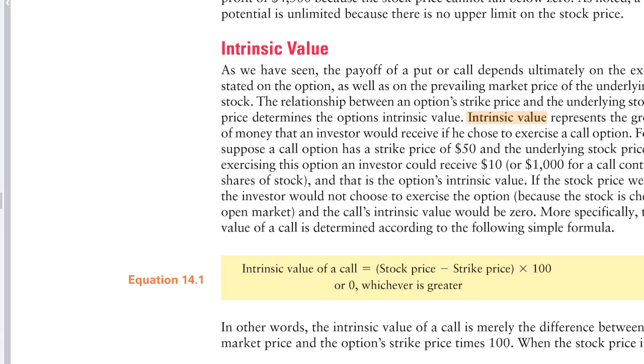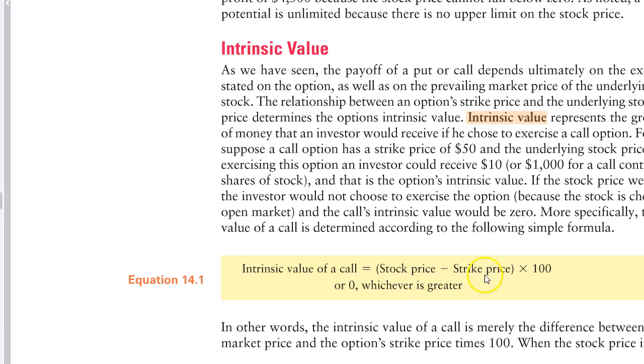So remember, you need to read over the textbook chapter 14 before you work on this handout to really understand what you're doing. So in the first part here, intrinsic value of a call, stock price minus strike price times 100, or 0, whichever is greater. Meaning that if you calculate this and it's a negative number, the answer will be 0.